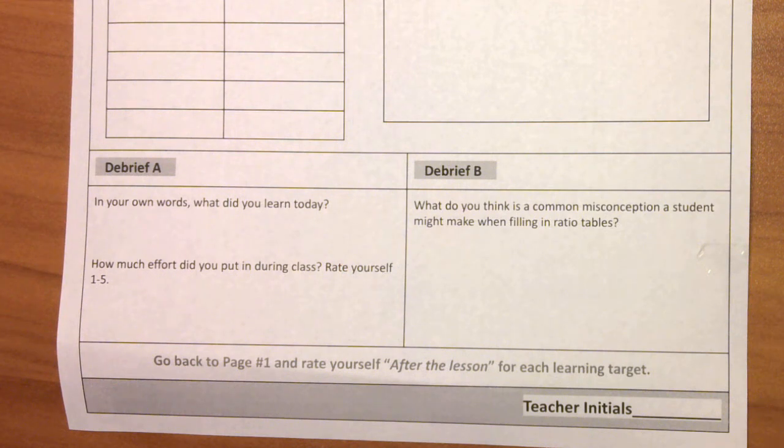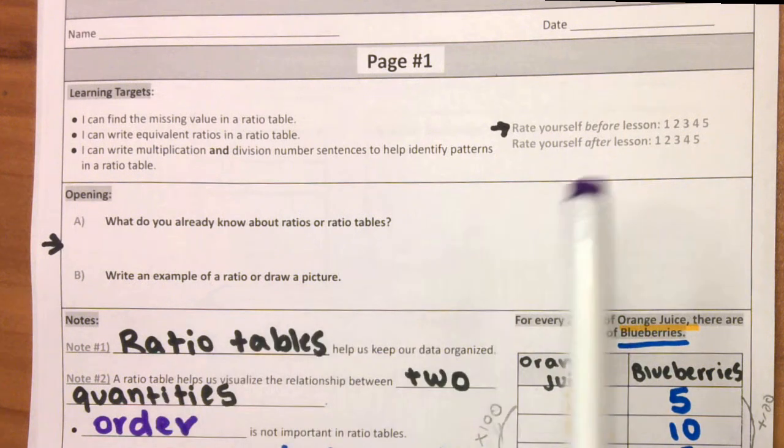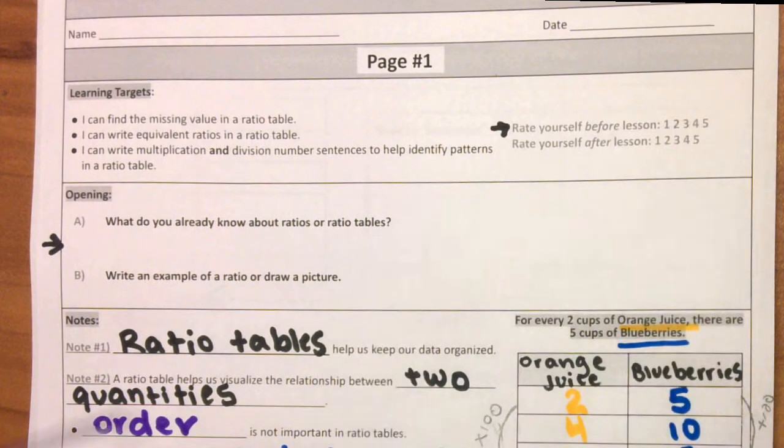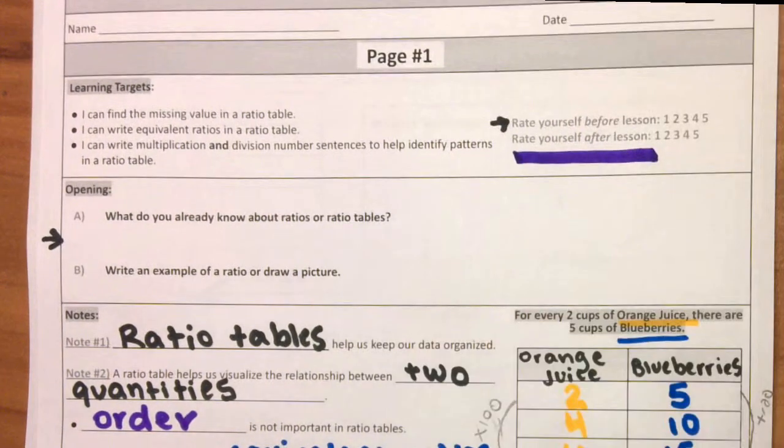Once you've answered all 3 debrief questions, you're going to go back to our very first page that we worked on today. And now you're going to rate yourself after the lesson for each learning target. So remember, at the beginning of class, we rated ourselves on these, how confident we felt 1 through 5, 1 being the lowest, 5 being the highest. Now you're going to rate yourself after the lesson. How do you feel now that we got some more practice in?